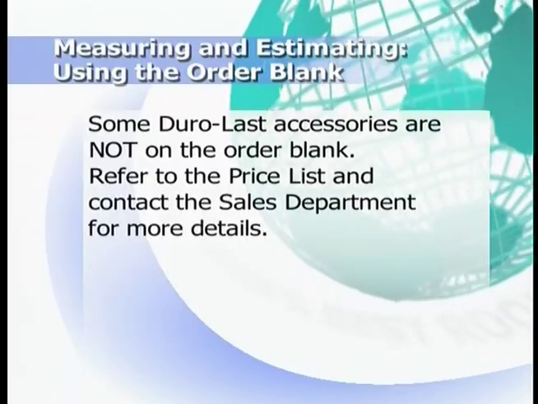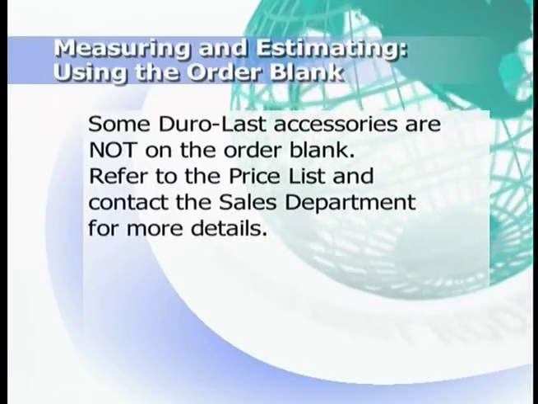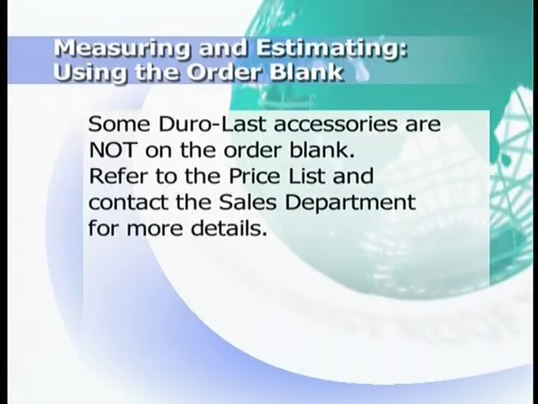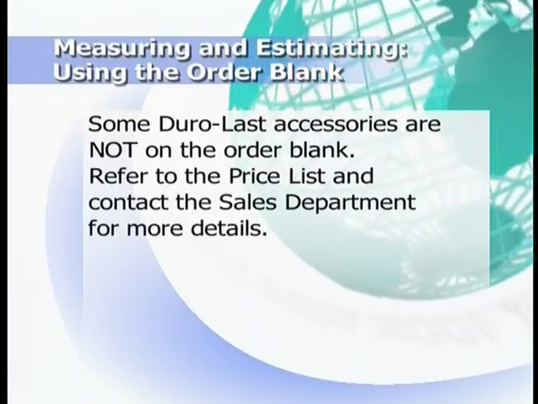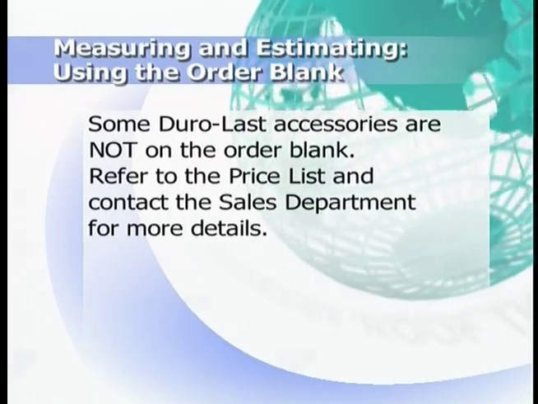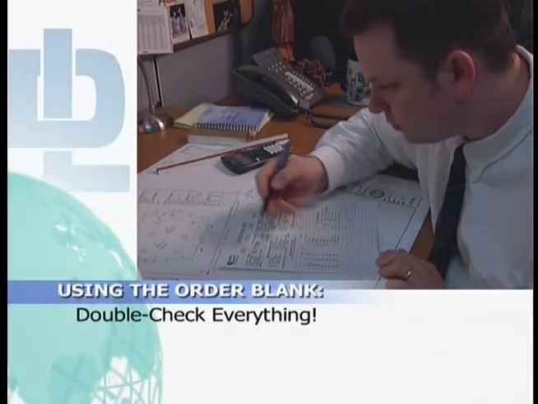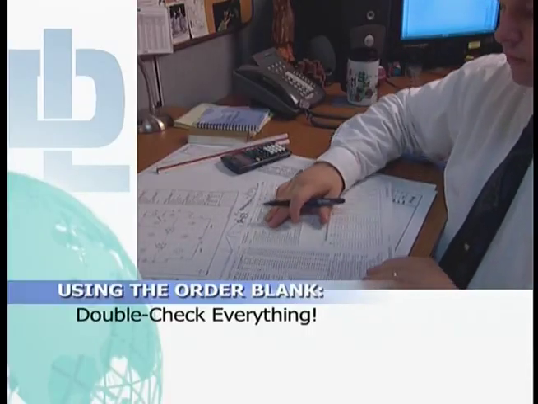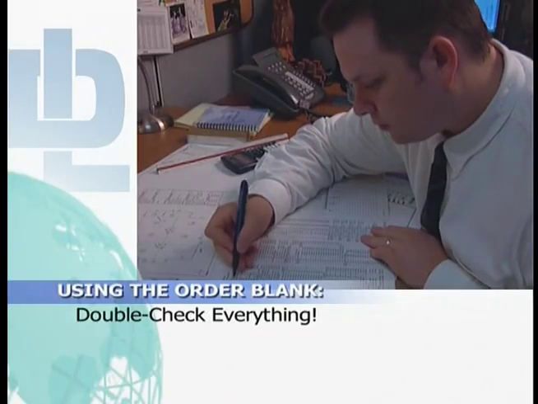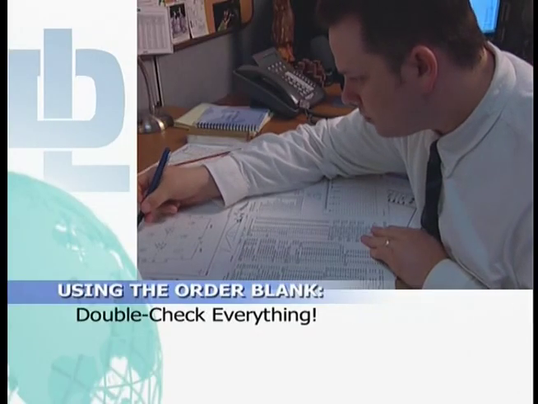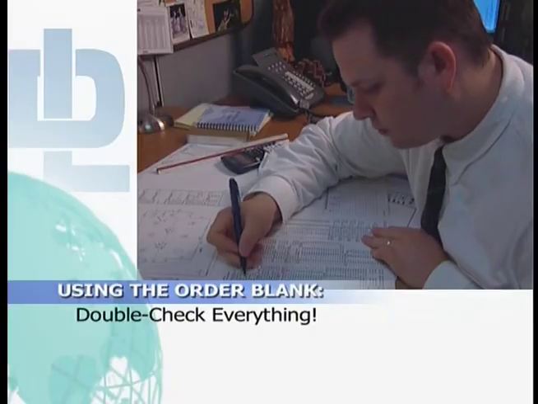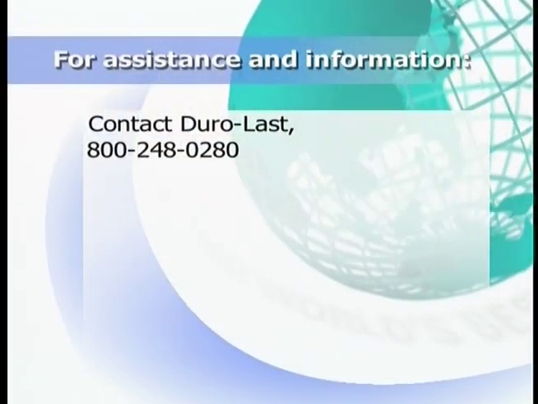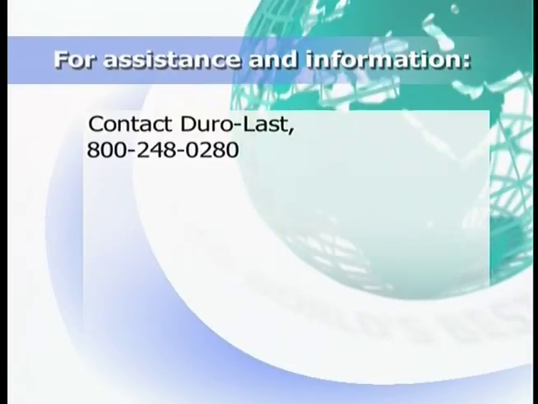Some Duro-Last accessories are not listed on the order blank, so refer to the Duro-Last price list for a complete listing. For additional information of non-listed accessories, contact the Duro-Last Sales Department. When you're done filling in the order blank, be sure to review it in detail, comparing your sketches, notes, photos, and the order blank to ensure that all your needs are covered and Duro-Last has all the information they need to accurately quote your project. Feel free to contact Duro-Last for assistance or information on ordering at 800-248-0280.